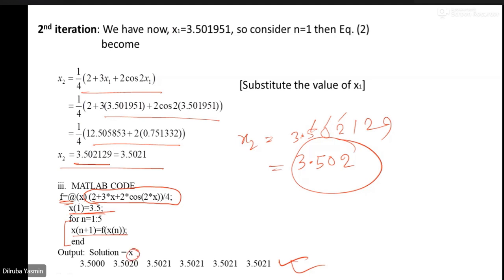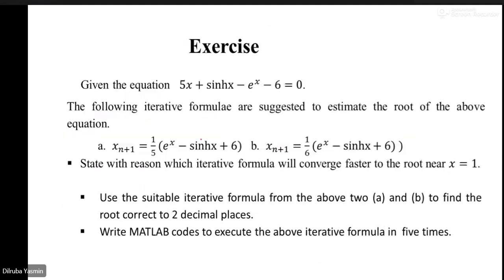Okay, so here is the exercise problem. This is the given function, and you have 2 iterative formulas. Look at here, you have to find whether these iterative formulas will converge or not, and you get the initial guess value x equal to 1. That means you can define x0 equal to 1.